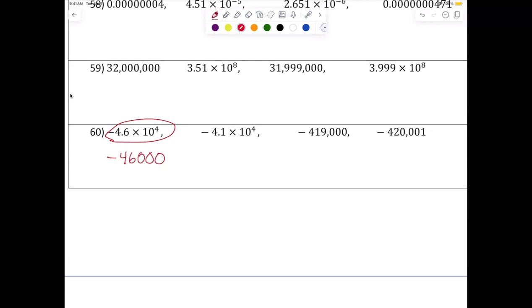Negative 4.1 times 10 to the 4th. How many places do I move the decimal? How many zeros? So that's going to be negative 4, 1, 1, 2, 3. And now I have negative 419,000 and negative 420,001. All right. So now, does everybody agree we're doing negatives?